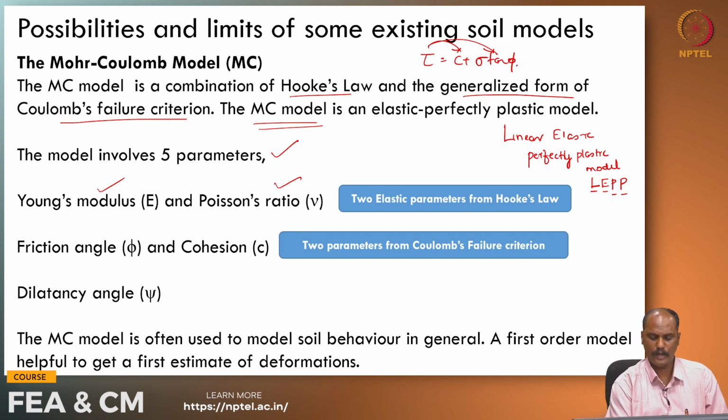The first two parameters are the elastic parameters that are derived from Hooke's law, whereas the next two parameters C and phi are from Coulomb's failure criterion. And then additionally we have this dilation angle psi. This Mohr-Coulomb model, being the preliminary model or a first order type of model, is helpful to get the first estimate of deformations.